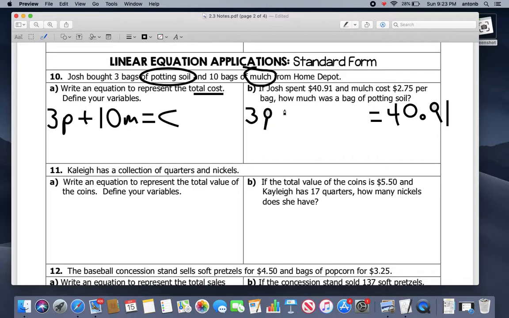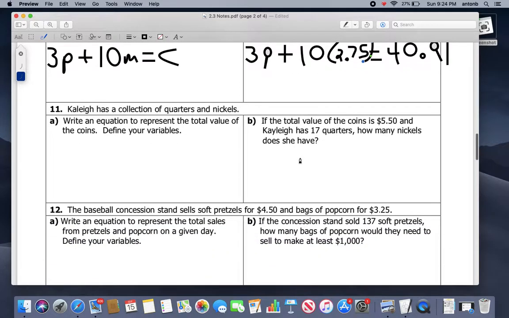Okay, plus 10 bags of the mulch, which we know cost $2.75. So we just replaced the M value with what it tells us it is. Okay, so you plug this in and you solve for P. It becomes like a two-step equation. This is 10 times 275, which move the decimal over, that's 2750. Subtract it, divide by 3, and you'll figure exactly how much it costs.